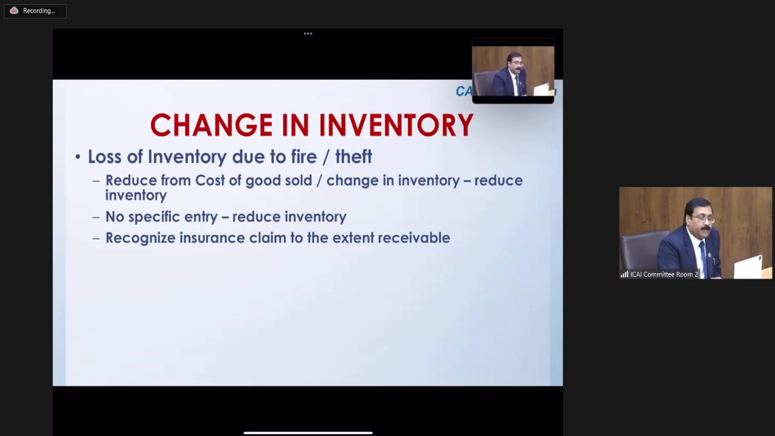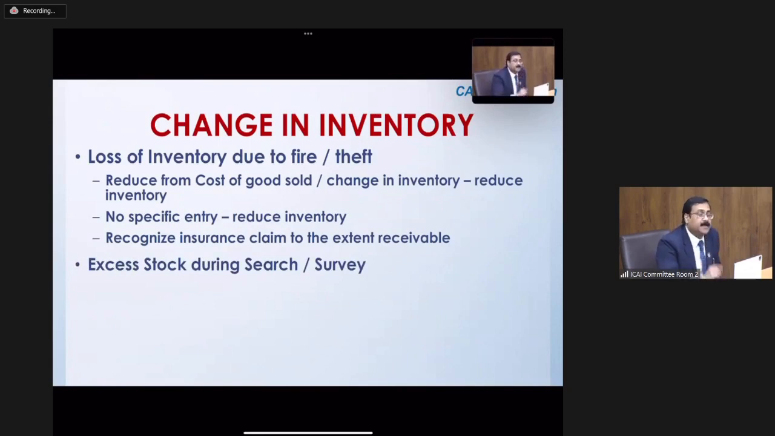Another one, which is faced by various entities who have certain search or surveys. So in that case, what to do? There is an excess stock which is declared by the company, the entity. So how to account for that?